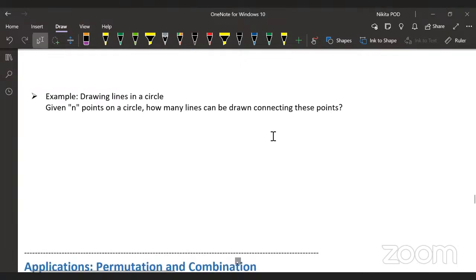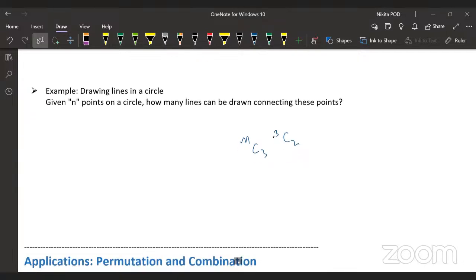NC3 into 3C2, because we are selecting 3 points. For a line, 2 points must be collinear. Which question are you talking about? The drawing line second. Why is it NC3 into 3C2?